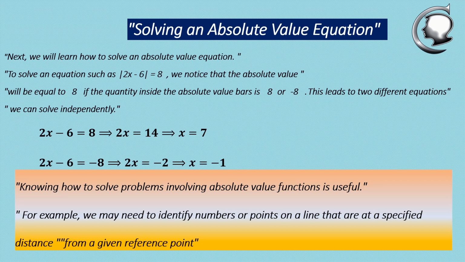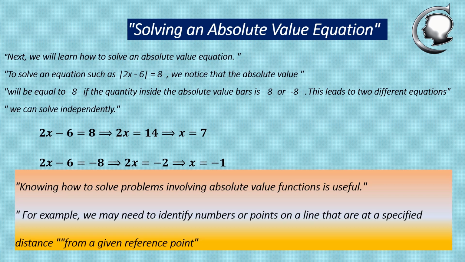So we create 2 separate equations. First, 2x minus 6 equals 8. Add 6 to both sides, giving 2x equals 14, so x equals 7. Second, 2x minus 6 equals negative 8. Add 6 to both sides, giving 2x equals negative 2, so x equals negative 1. Therefore, the two solutions are x equals 7 and x equals negative 1.